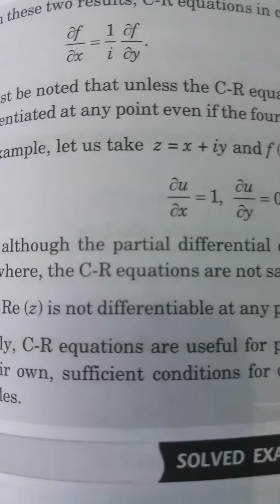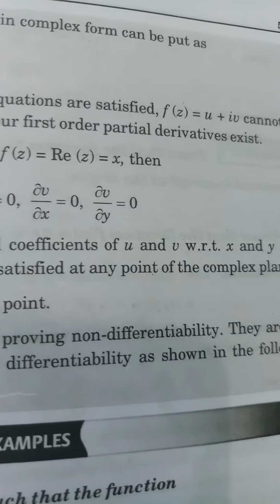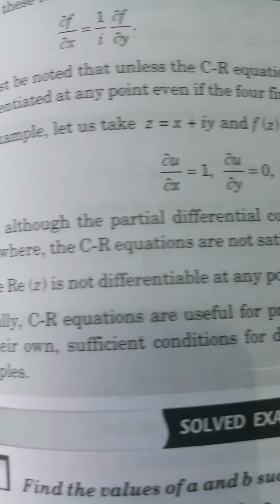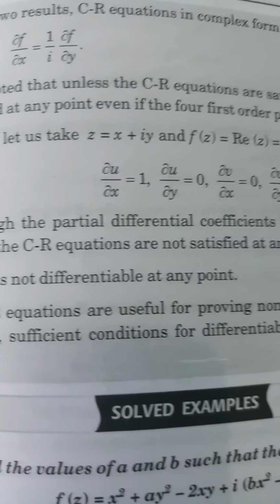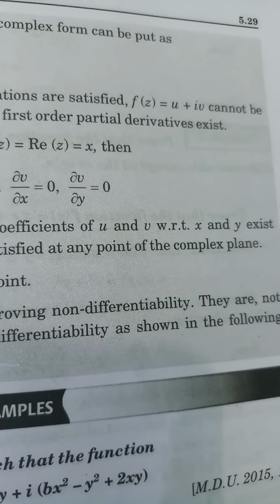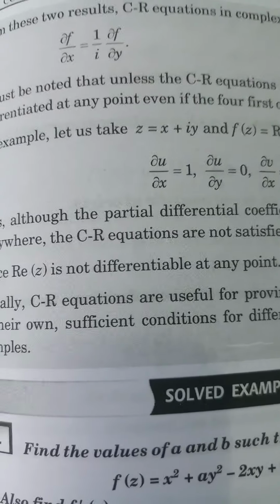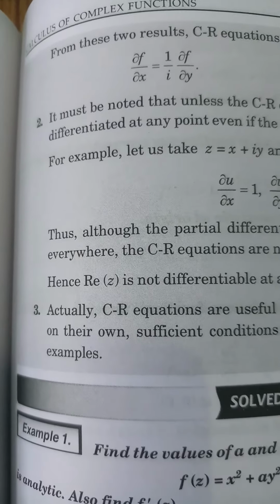Second, it must be noted that unless the Cauchy-Riemann equations are satisfied, f(z) equal to u plus iota v can't be differentiated at any point, even if the four first order partial derivatives exist करते हैं, लेकिन ये बराबर नहीं है, ये इक्वेशन सेटिस्फाई नहीं होती, तो हम डिफ्रेंशिएट नहीं कर सकते किसी भी पॉइंट पे.